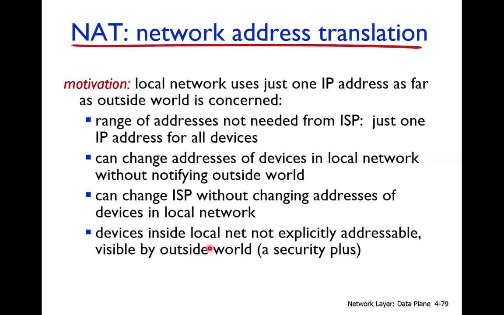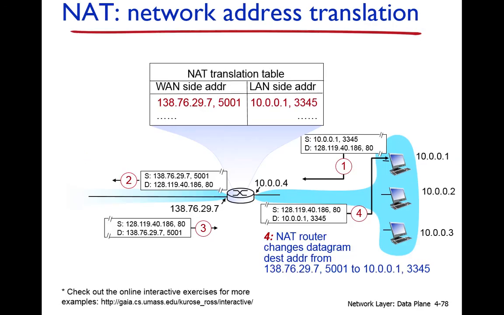Similarly, devices inside the local network are not explicitly addressable. This is a security plus point. What is the security plus point? Whenever a packet arrives from outside, its destination IP address and destination port number are first searched in the NAT table. If there is no entry in the NAT table, the packet will be dropped, because it doesn't know which host the packet is for, since all of these hosts use the same IP address.